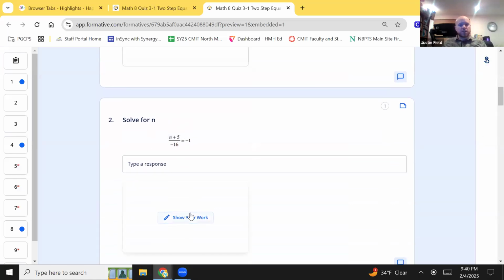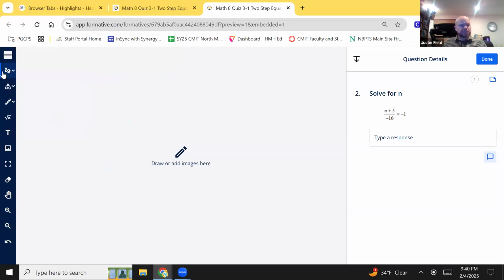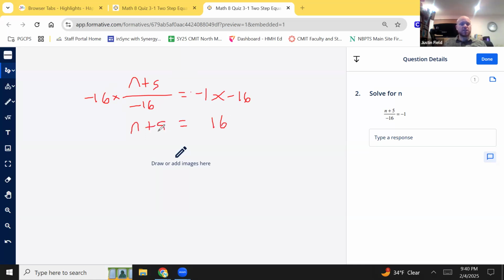Question number 2. So this one looks a little different, doesn't it? So n plus 5 all over -16. That means the whole expression is being divided by -16. So the first thing we need to do is multiply by the -16, and that will cancel that out. It's going to give me +16 on that side, and n plus 5 on the left side.